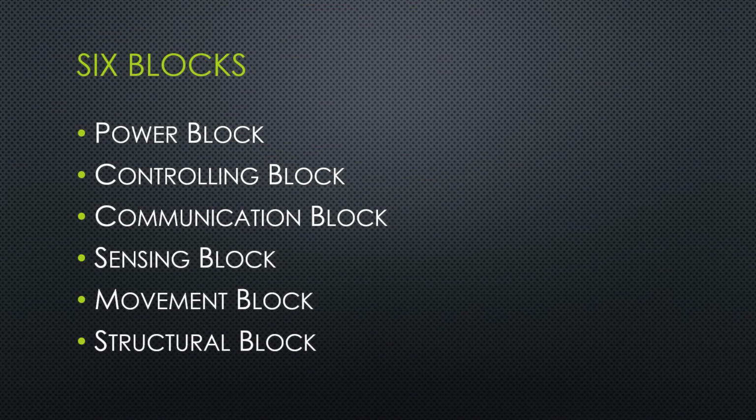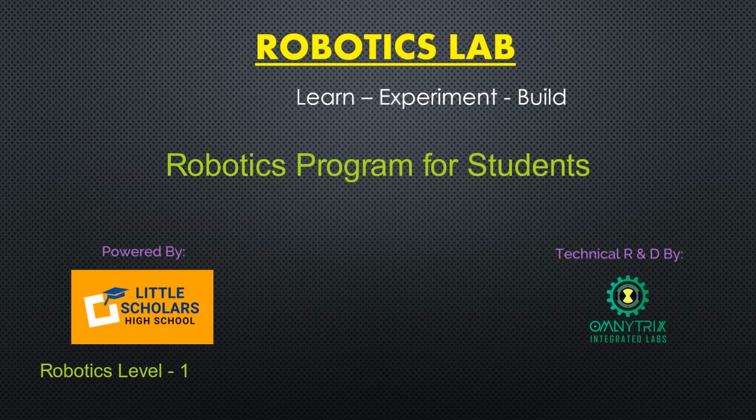These are the 6 blocks. 1 is power block, 2nd is controlling block, 3rd communication block, 4th sensing block, 5th movement block and 6th structural block. Any robot in this world can be divided into these 6 blocks only, where each block is important and without which any robot is incomplete. We will learn more details about these components from each and every block in other videos.